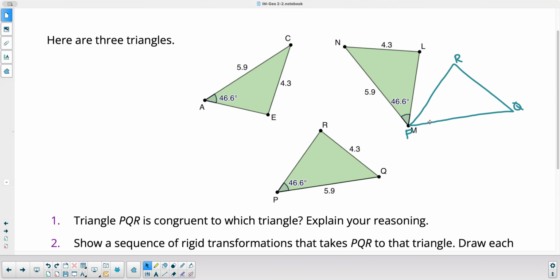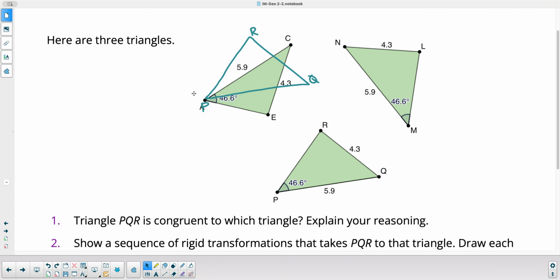All right, and I think this is the one that it's going to be. I don't think the other ones will match up, because when I rotate this at P, PQ is not going to be the same length as AE. And same thing here, PR is also much longer than AE. So I don't think I'll ever be able to rotate to align a side.